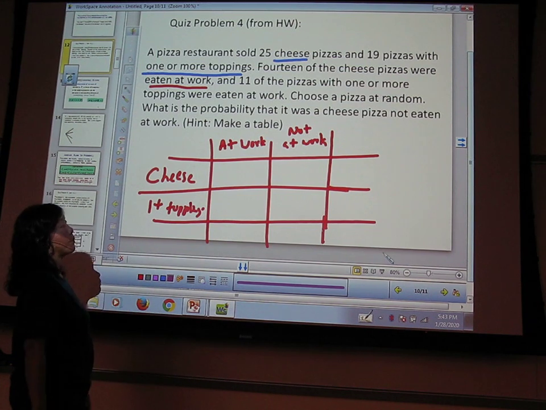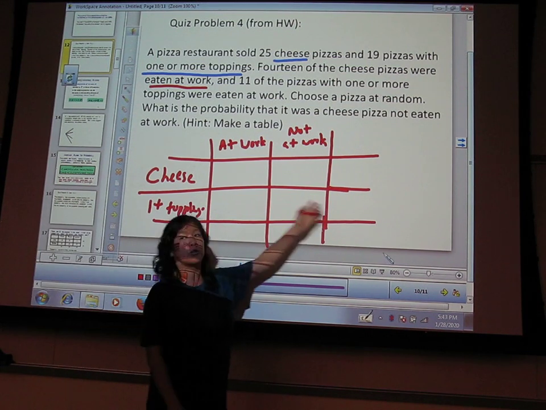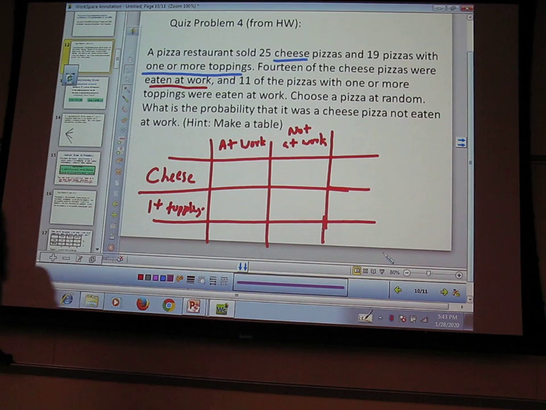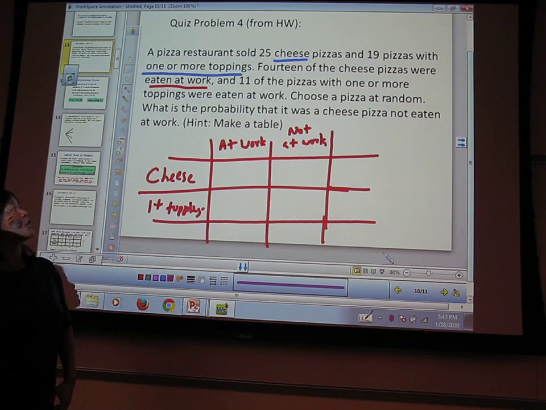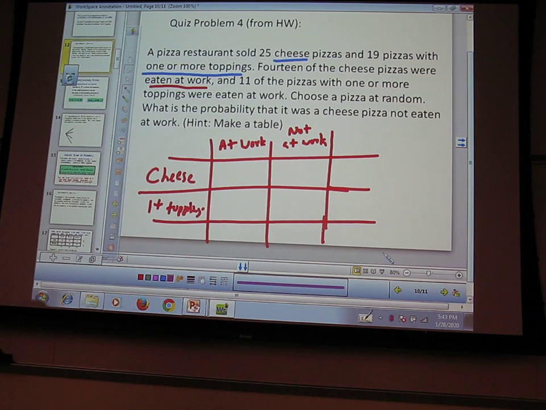19 had one or more toppings. Again, is that at work, not at work, or the total? Total. Fill those in. Figure out what else you know. You know that 14 of the cheese pizzas were at work. 11 of the pizzas with one or more toppings were at work. After you have those 4 things filled in, you can find everything else by addition or subtraction.